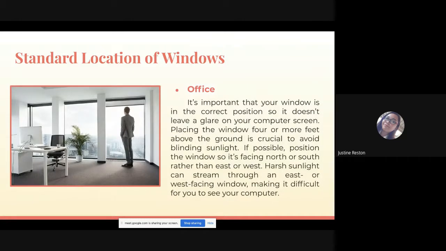For the office, it's important that your window is in the correct position so it doesn't leave a glare on your computer screen. Placing the window 4 or more feet above the ground is crucial to avoid blinding sunlight. If possible, position the window so it's facing north or south rather than east or west, because in the east or west, it's where the sun rises and sets. So this is to avoid any glare on your computer screen or any disturbance to your work.